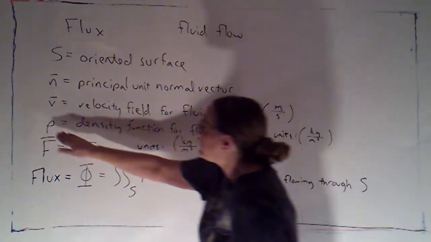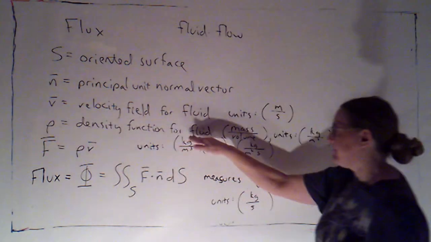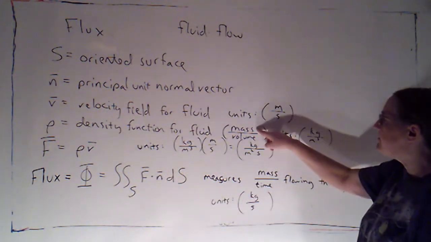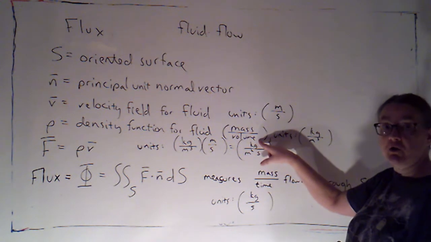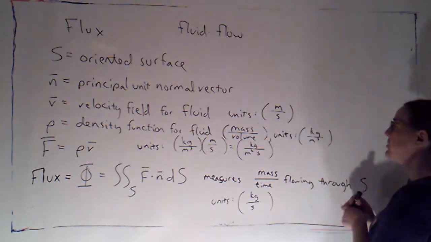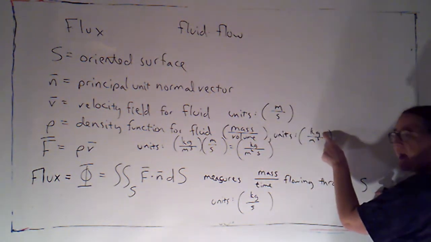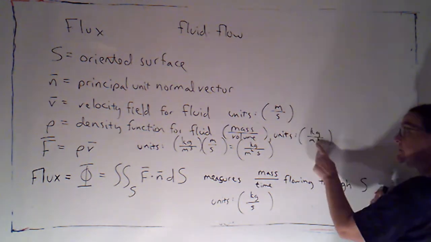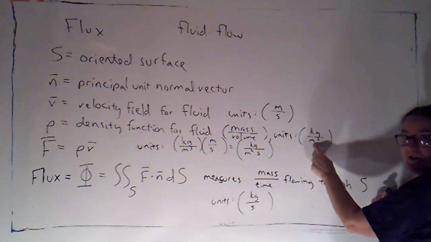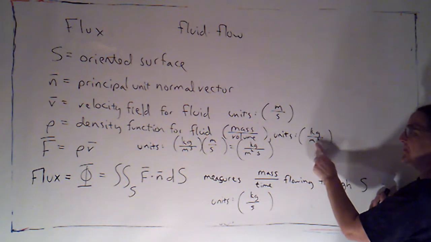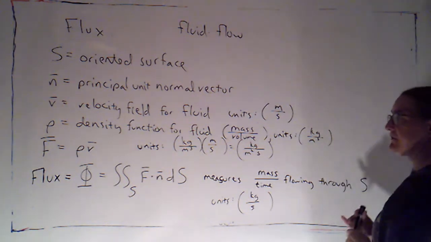Okay. Now, rho is my density function for the fluid. So that would give me the mass per unit volume. And so I've said, let's use kilograms for mass. And if we're using meters for distance, that determines that I better be using cubic meters for volume. Okay, so this would be the units for that.